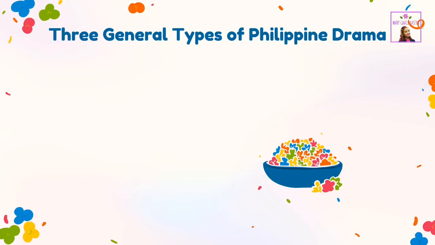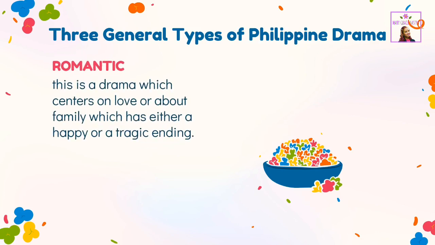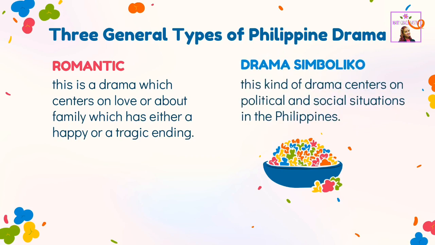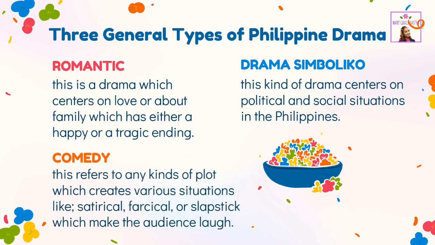Three general types of Philippine drama. Romantic. This is a drama which centers on love or about family, which has either a happy or a tragic ending. Drama simbolico. This kind of drama centers on political and social situations in the Philippines. Comedy. This refers to any kinds of plot which creates various situations like satirical, farcical, or slapstick, which make the audience laugh.